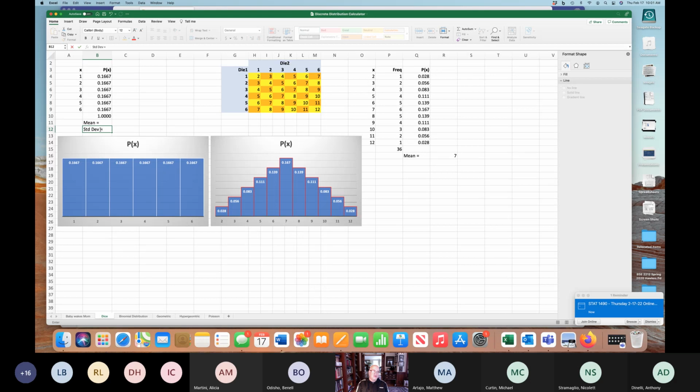This is a uniform distribution of rolling one dice. Everything is 1/6. So if you roll one dice, you get between 1 and 6, and this is your probability. We don't really need the cumulative density function here, but we can calculate the mean and the standard deviation.